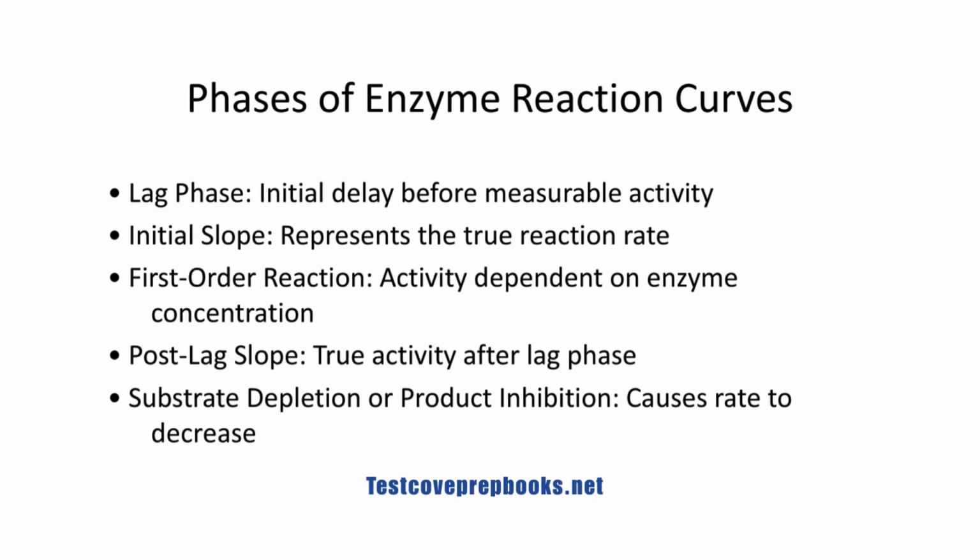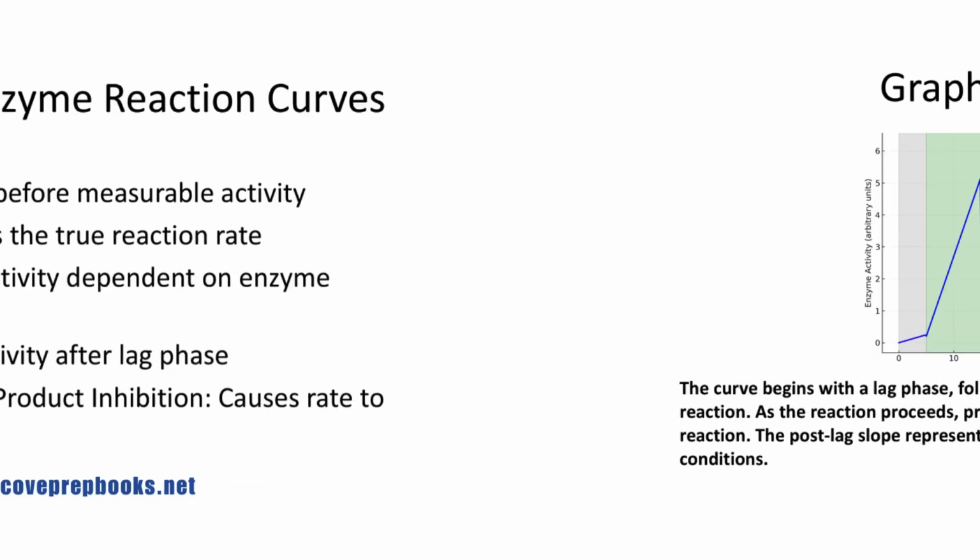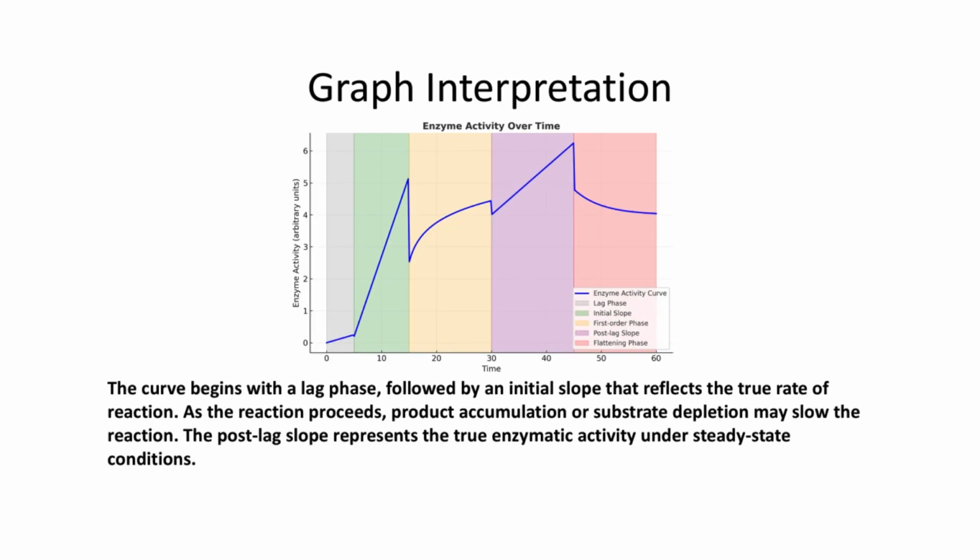As the reaction continues, it may shift into a first-order reaction phase, where the rate depends directly on the amount of enzyme present. We then see the post-lag slope, which represents the true enzymatic activity after the system stabilizes. Eventually, the curve begins to flatten. This decrease is caused by either substrate depletion, meaning there is less starting material for the enzyme to act upon, or by product inhibition, where the accumulation of products interferes with further reaction.